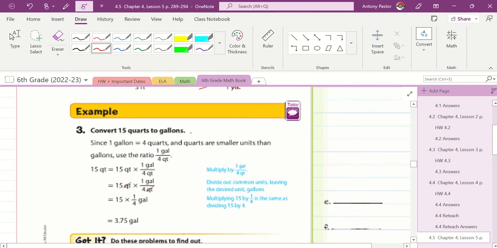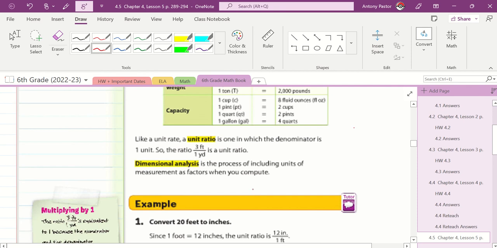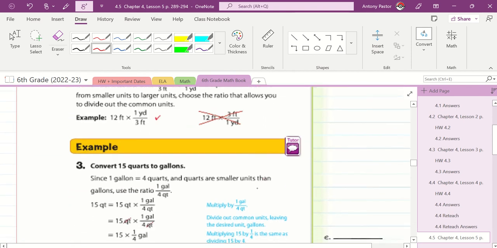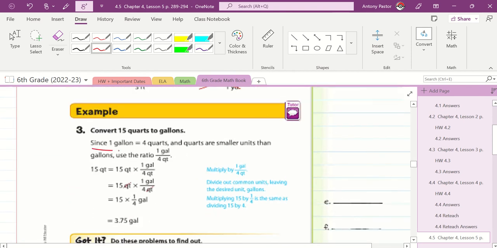15 quarts to gallons. So if 1 gallon equals 4 quarts, we could have just read right here. Since 1 gallon equals 4 quarts and the quarts are smaller units than gallons, use the ratio 1 gallon over 4 quarts. That may seem a little tricky, and I'm going to show you something.